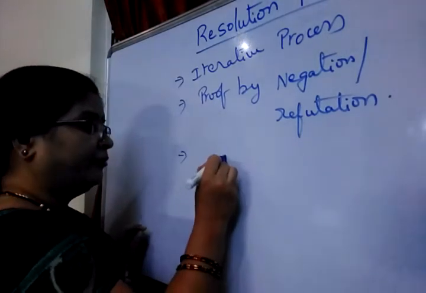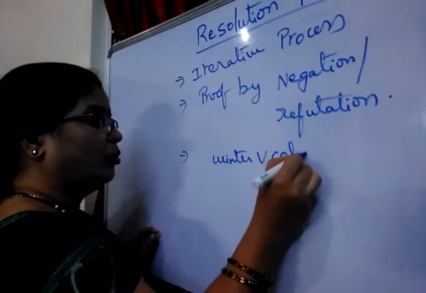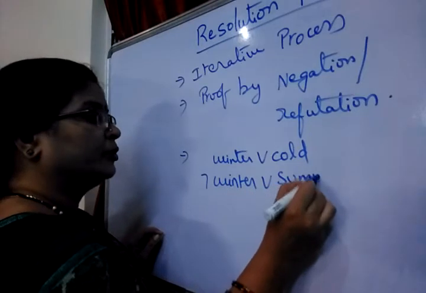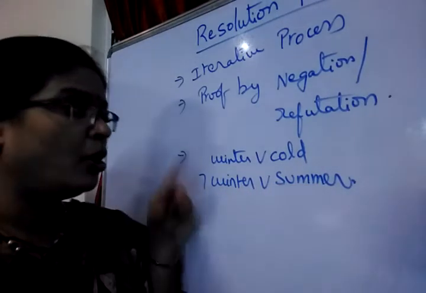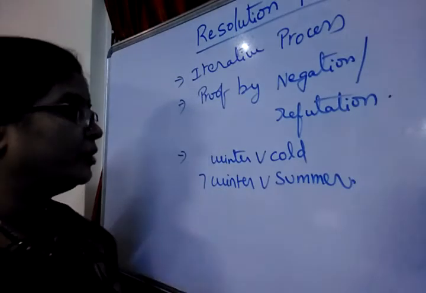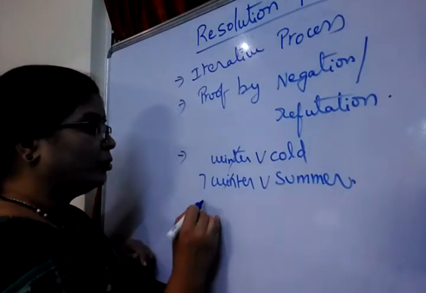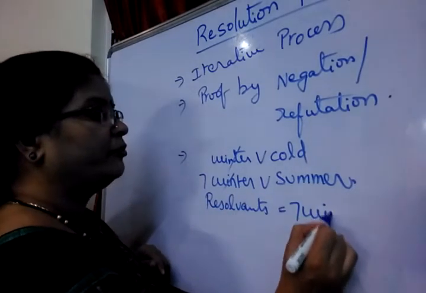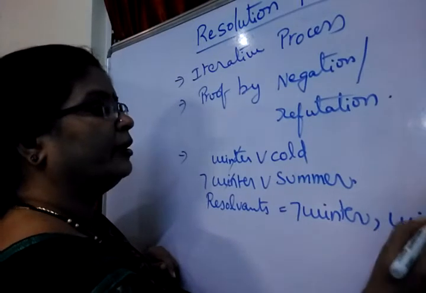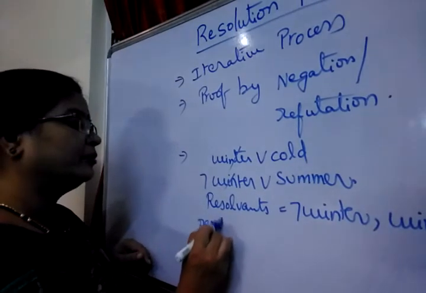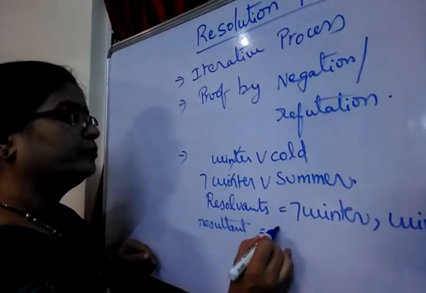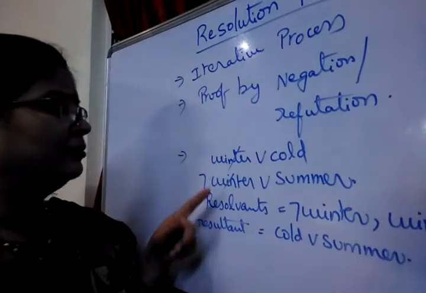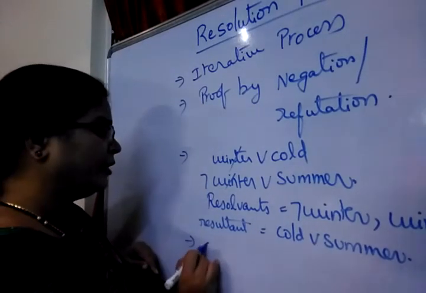And one more thing we have to see regarding this resolution is, whenever we have two different things like negation winter or cold, and winter or summer, how can we resolve these two things? The two things can get cancelled. So the resolvents by using resolution are negation winter, comma, winter. And the resultant is equal to cold or summer. Like that we can cancel all the terms until we get the contradiction.